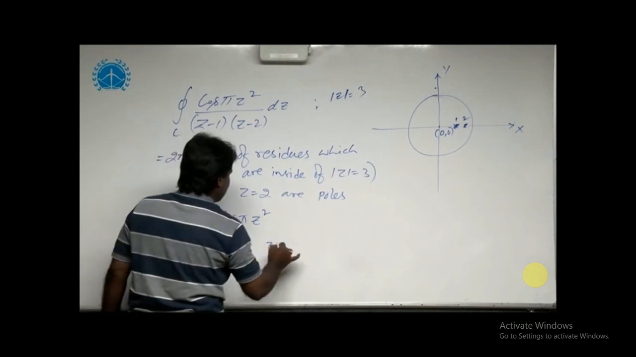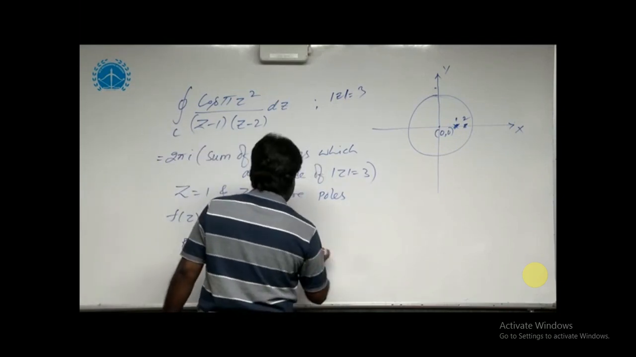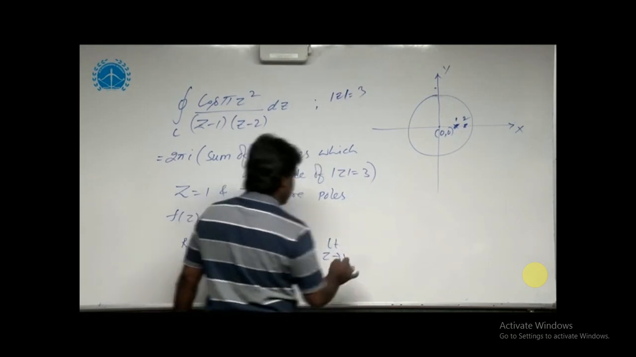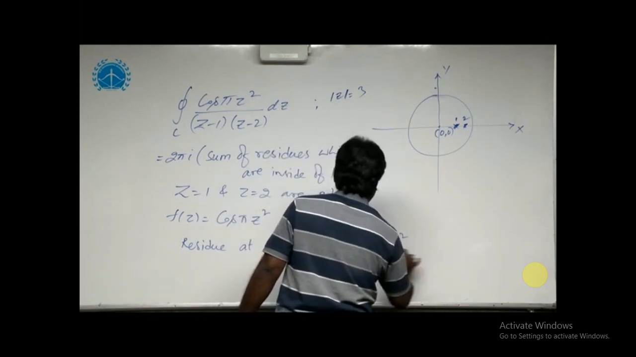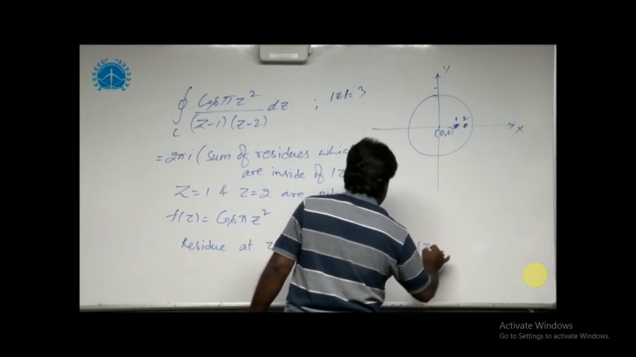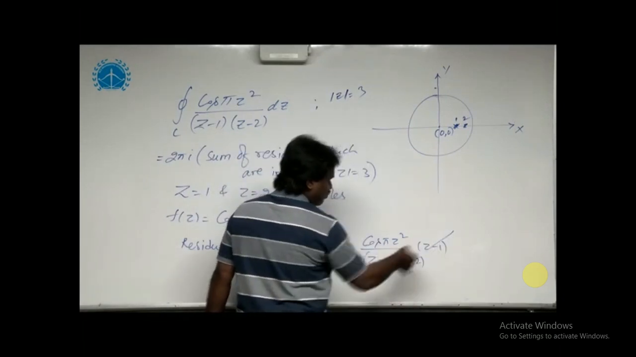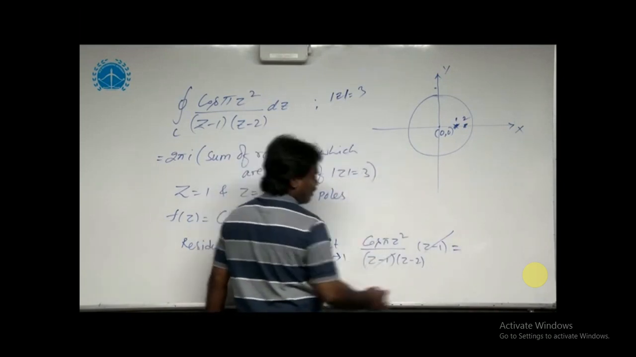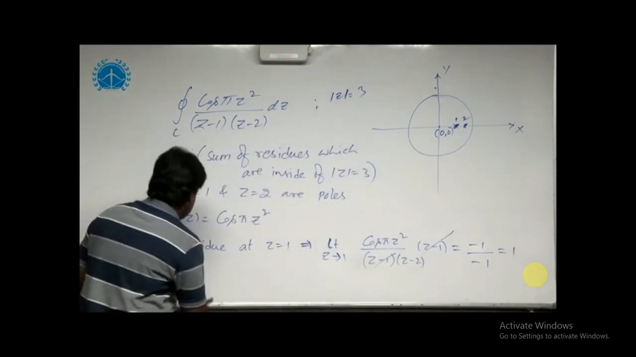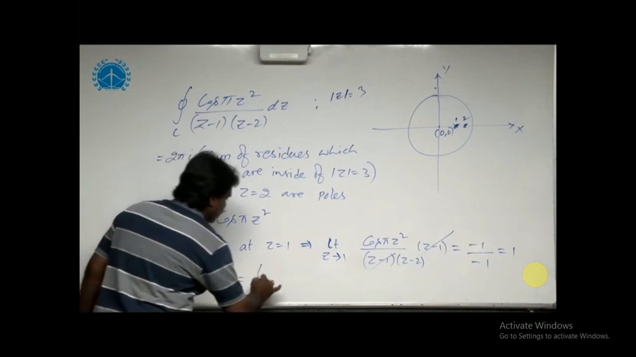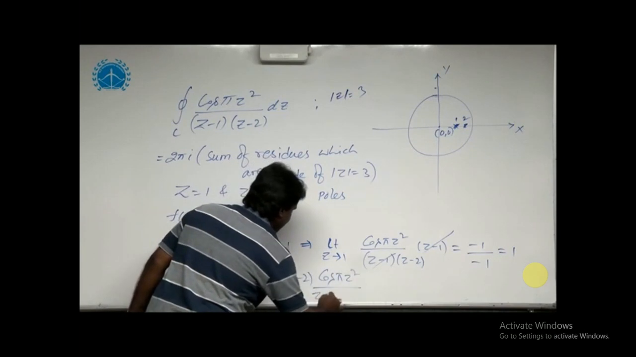Residue at z is equal to 1 implies limit z tends to 1 of (z minus 1) into cos pi z square by (z minus 1) into (z minus 2). So these two will cancel, that is limit z tends to 1 of cos pi z square by (z minus 2). Cos pi is minus 1, and z minus 2 is minus 1, so the residue at z is equal to 1 is 1. And the second one, residue at z is equal to 2, limit z tends to 2 of (z minus 2) into cos pi z square by (z minus 1) into (z minus 2).